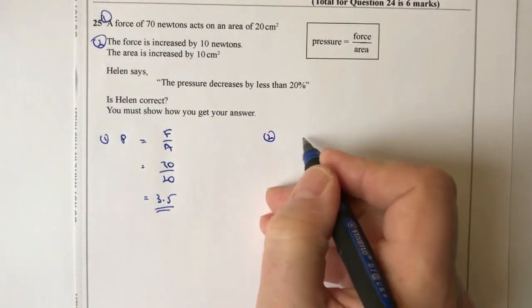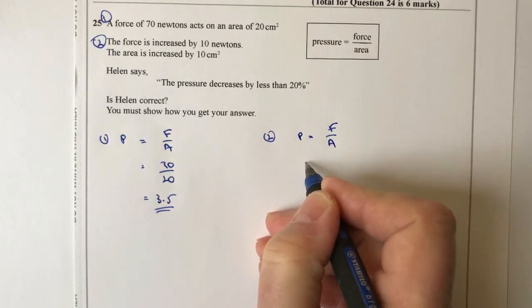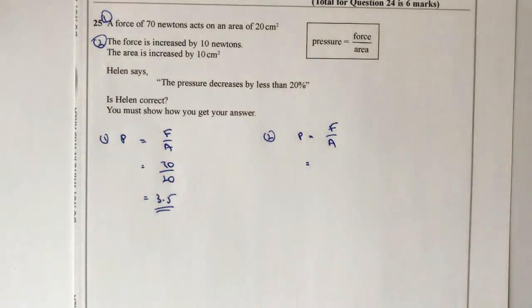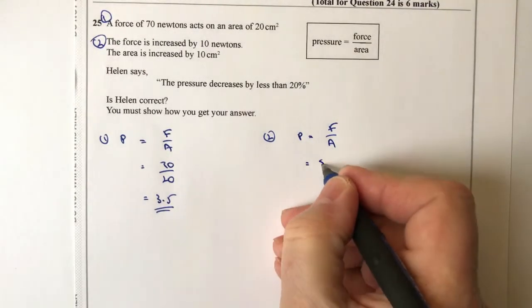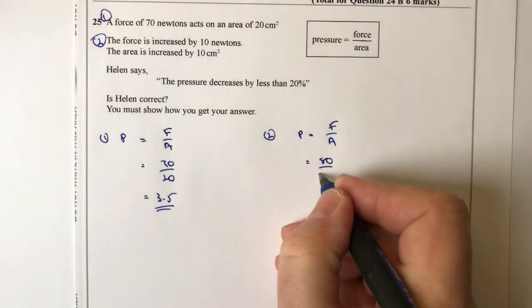Okay, let's have a look at now what happens in number 2. So I'm going to use the same formula, pressure equals force over area. Now it says the force is increased by 10 newtons, so rather than being 70, it's going to become 80. And the area is increased by 10 centimetres squared, so rather than it being 20, it's now going to be 30.